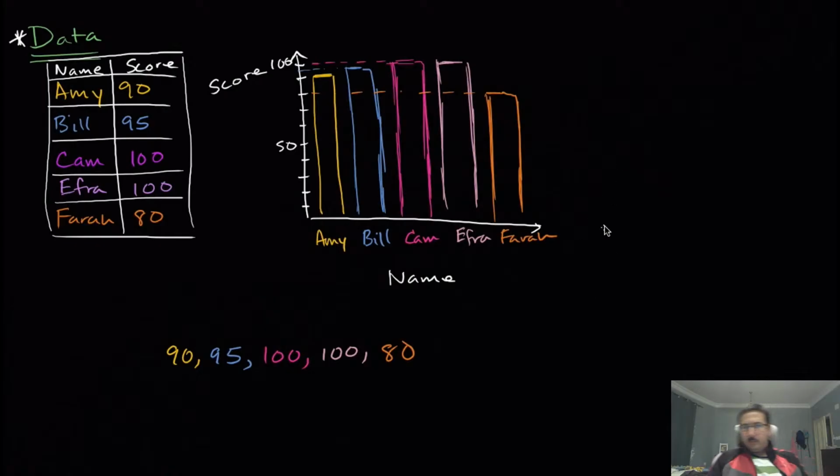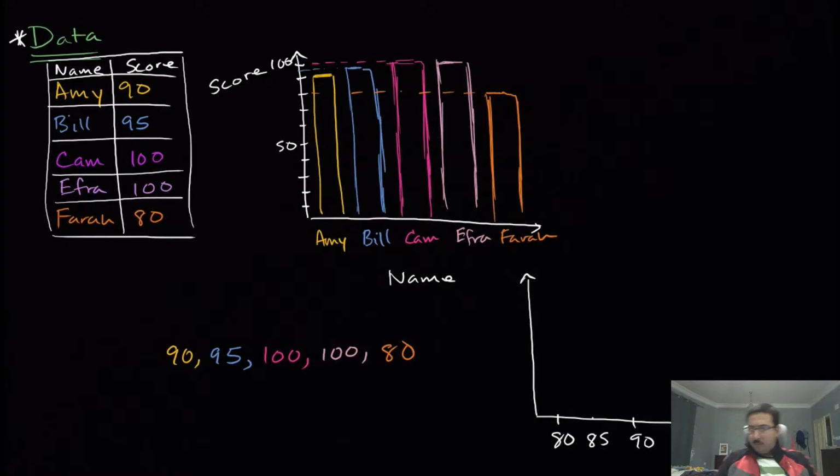You could also represent data by looking at the frequency of scores. So the frequency of scores right over here. So instead of writing the people, you could write the scores. So let's see, you could say this is 80, 85, 90, 95, and 100. And then you could record the frequency that people got these scores. So how many times do you have a score of an 80? Well, Farah is the only person with a score of 80, so you put one data point there.